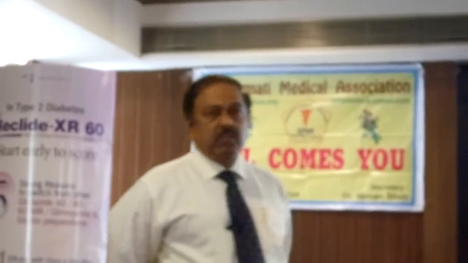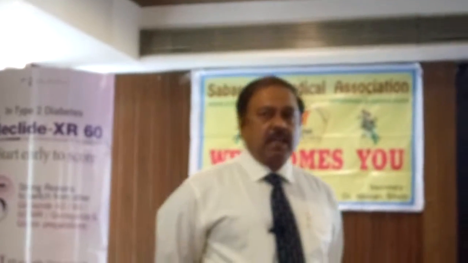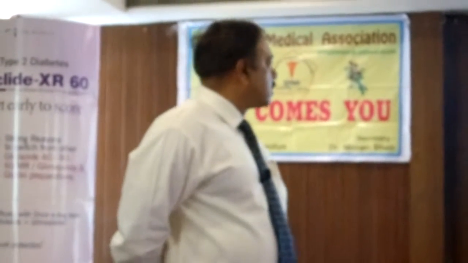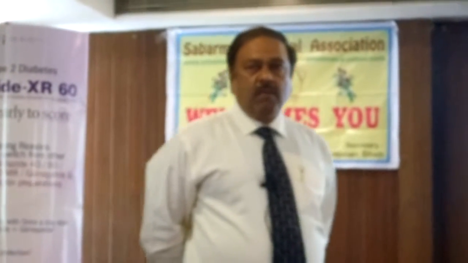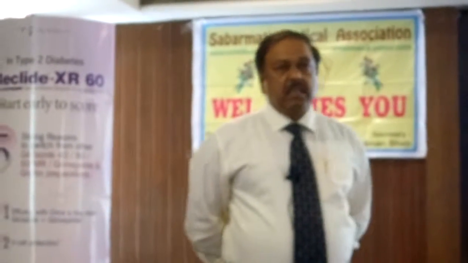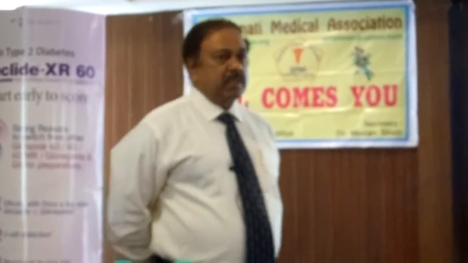The third type is distributive shock, which occurs in septic shock, adrenal crisis, anaphylactic reactions and spinal shock. And the last is obstructive shock, which is found in pulmonary embolism, pneumothorax, constrictive pericarditis, and these are the various types of shocks and their subsets. And all these shocks are different in type.